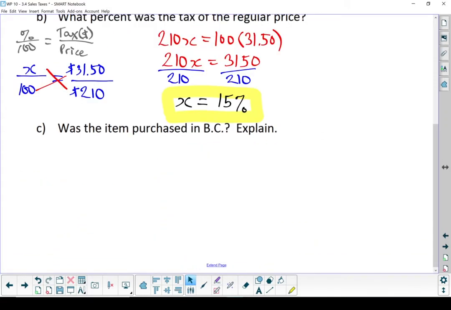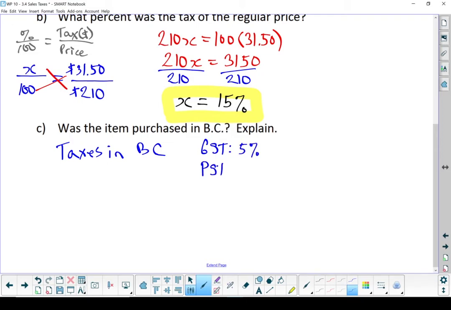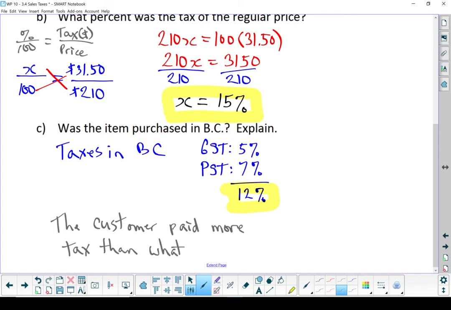So question C asks, was the item purchased in BC? Explain. So all you need to know on this one is what is the tax rate in BC? In BC, the GST is the same as the rest of Canada. That's 5%. And a quick Google search shows me that the PST is 7%, which leaves a total tax in BC of 12%. So was it purchased in BC? No, because 15% taxes were charged. It must have been bought in another province. So no, it was not purchased in BC.